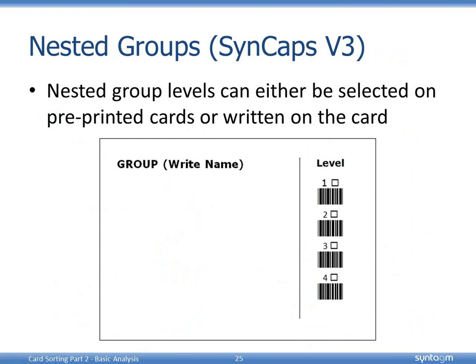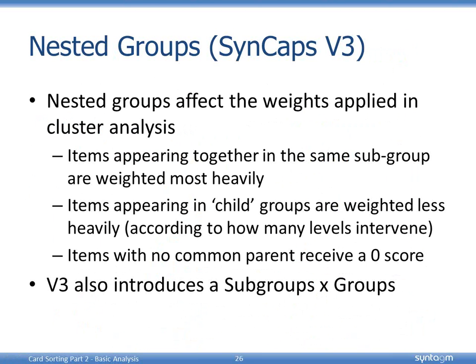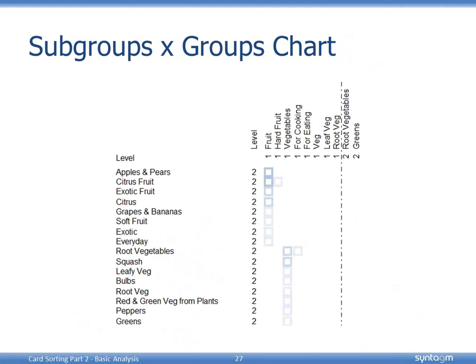And what SynCaps does is to use the levels for weighting, which is described here on slide 26. So it's to do with whether items appeared together in the same subgroups or whether they were in child groups. That determines the overall weighting they get in the cluster analysis. But we also do this thing called a subgroups by groups chart. What this is doing is showing you every single group name at each level. So at level 1 in this particular example, we had fruit, hard fruit, vegetables, etc. Then at level 2 we had apples and pears, citrus fruit, and so forth.